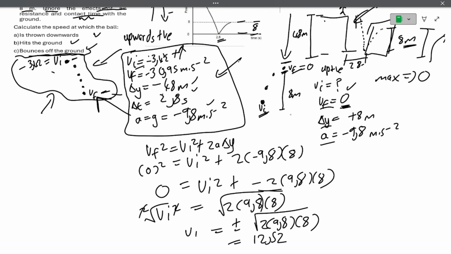12.52 meters per second. Because the ball was going up when it bounces off, we choose the positive side, and then the answer is 12.52 meters per second, upwards when it bounces off the ground. So this is what we have to know.